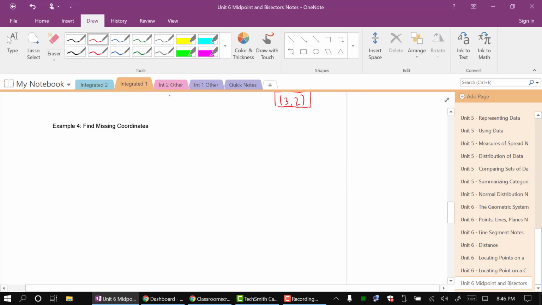So we've got to do a little bit of writing for 4. The problem didn't show up that great. Find A if P is our midpoint and it's at 3, 1/2, the midpoint of line segment AB, and B is at point 8, 3.